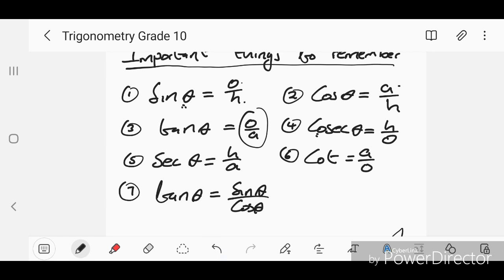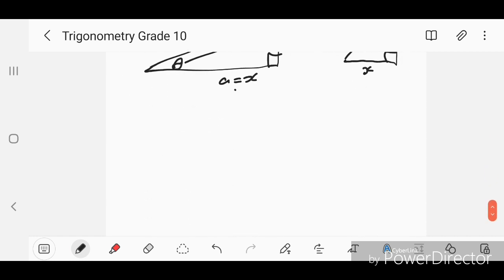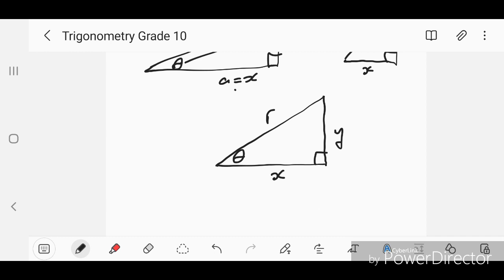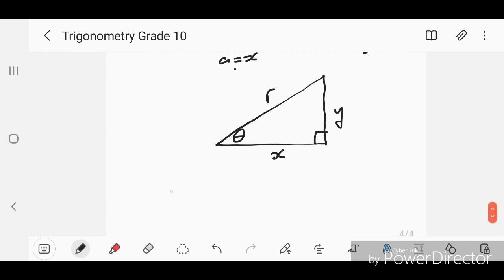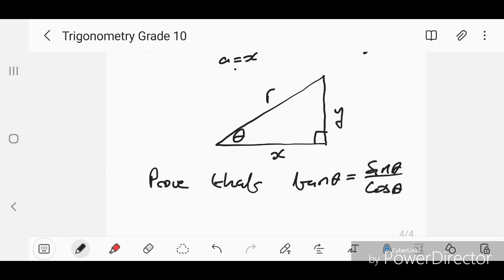Then the other thing to remember is that wherever you see tan theta, you are actually looking at sine of theta over cos theta. So basically we can prove that. Let's say you are given a triangle with theta, and then with r, that's x, and that's y. And they say to you, prove that tan of theta equals sine of theta over cos of theta.